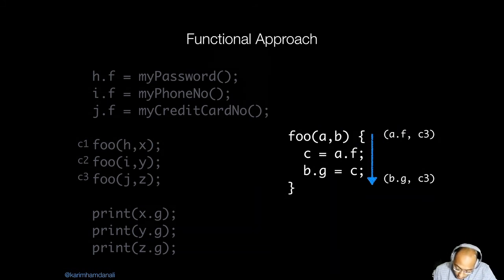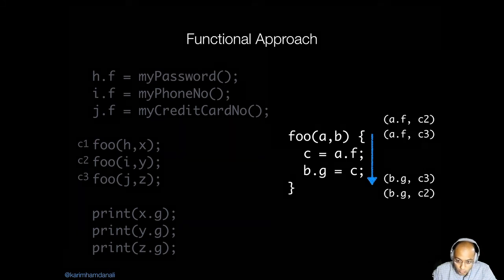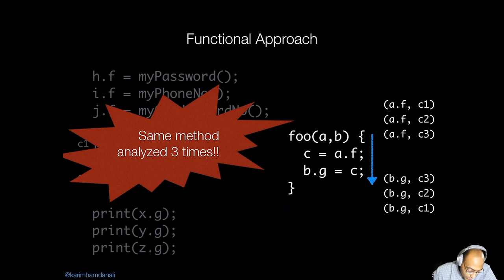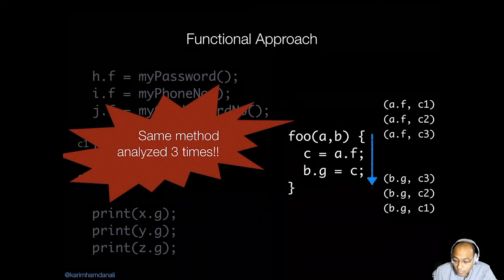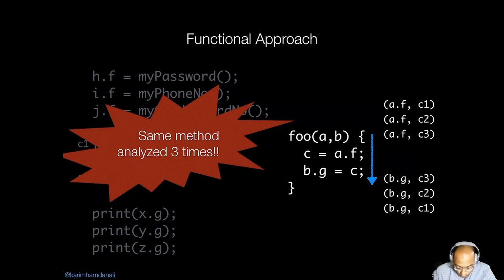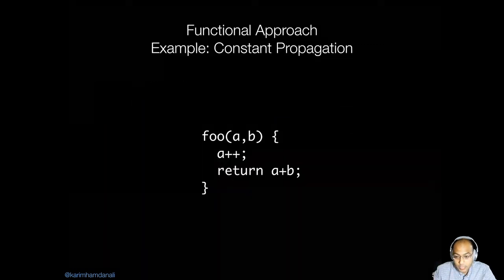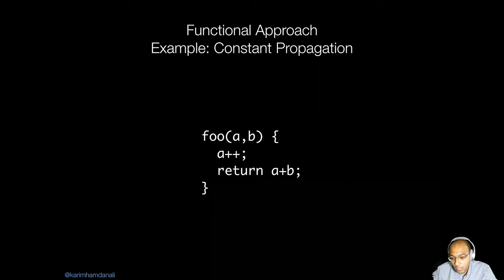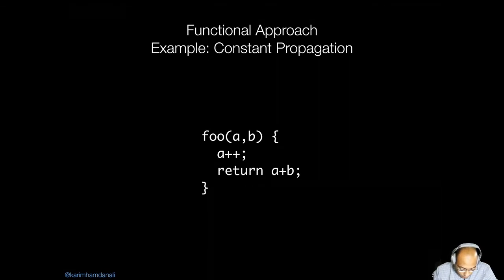So the functional approach does something that resolves this kind of redundant, or repeated, computation. So instead of analyzing the method 3 times using the regular approach, we're going to do something different here. We're going to do that using constant propagation as an example of our analysis. So here foo(a, b), incrementing a by 1, then I'm returning a plus b.